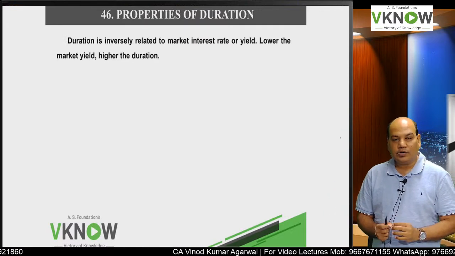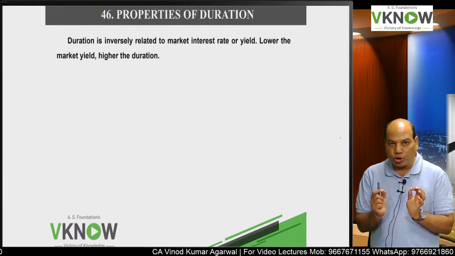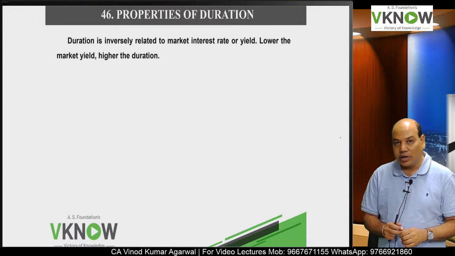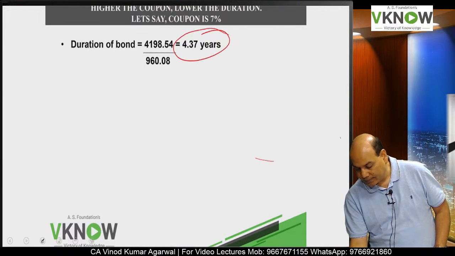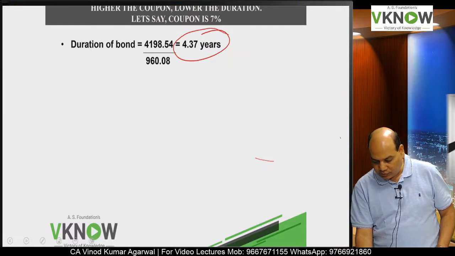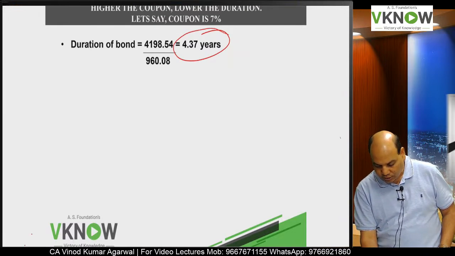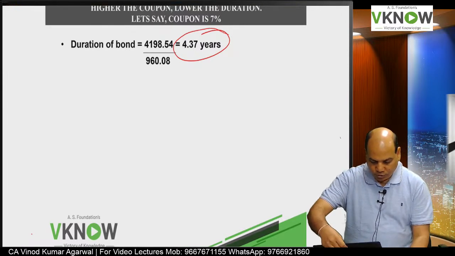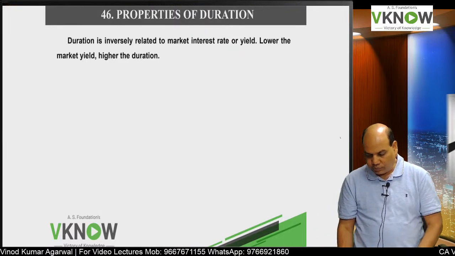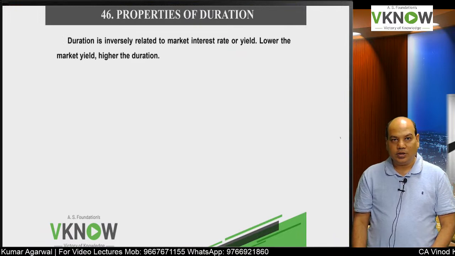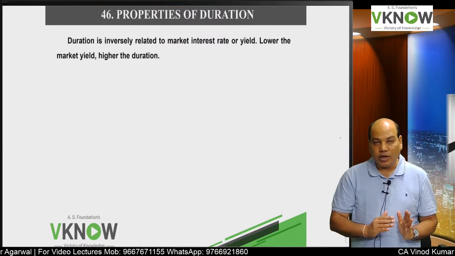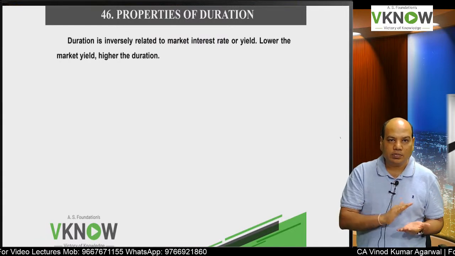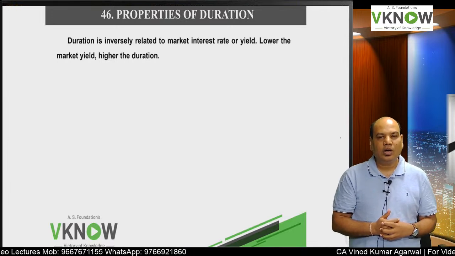Now next is question number 46, which is a property of duration. Duration is inversely related to market interest rate or yield. What does that mean? If YTM is higher, duration will be lower. If YTM is lower, duration will be higher.